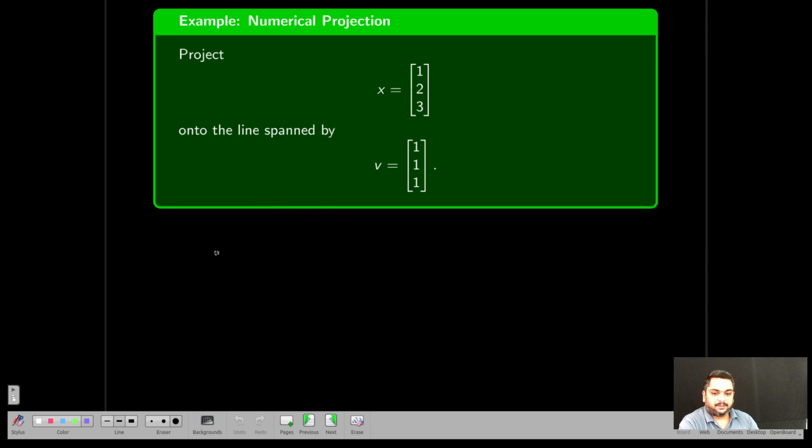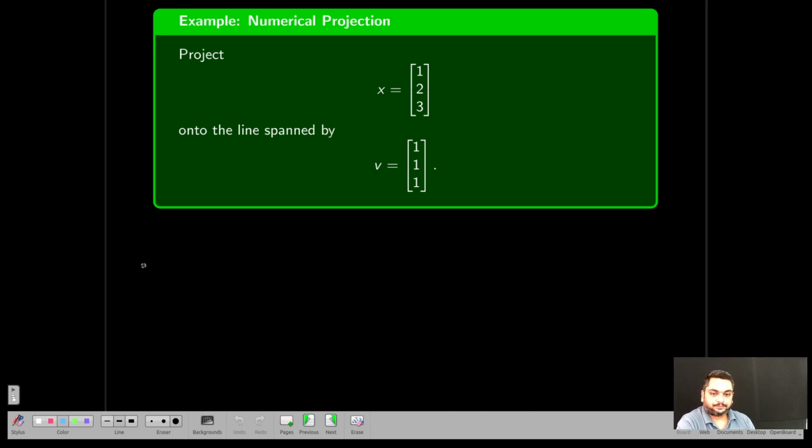So let us take an example. There is a X given here, vector X equal to 1, 2, 3. Project this onto the line spanned by this. Okay. So first you have to find the projection matrix, using the line spanned by this. So this is the column space of your vector.